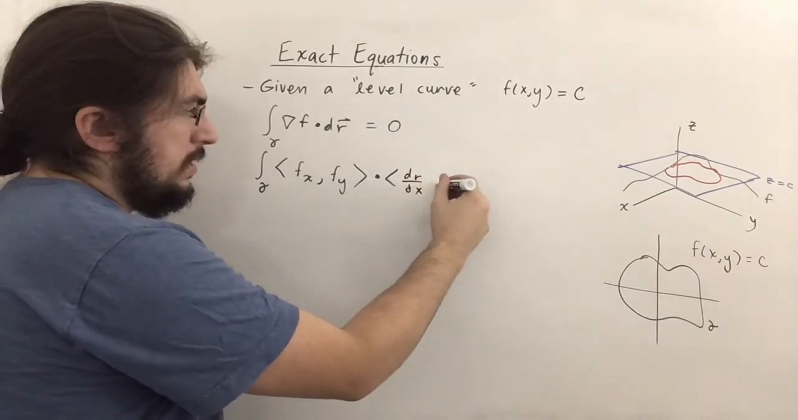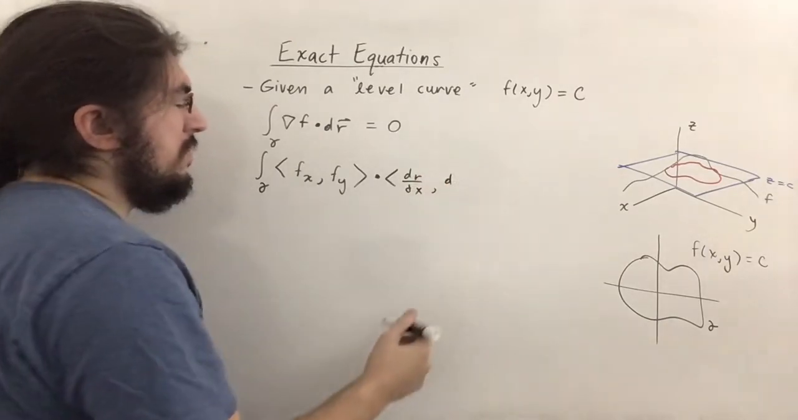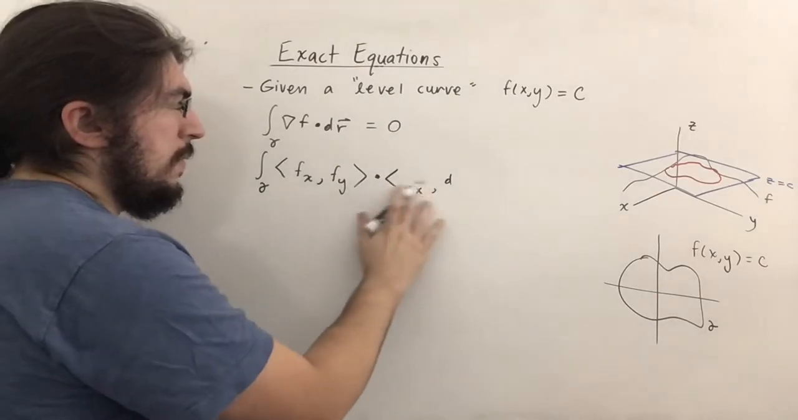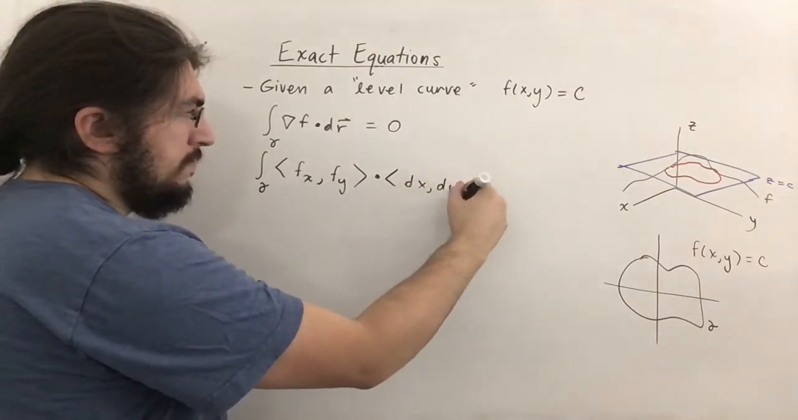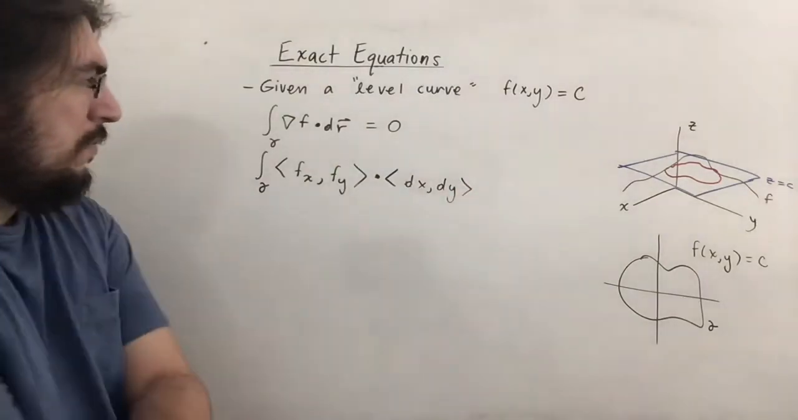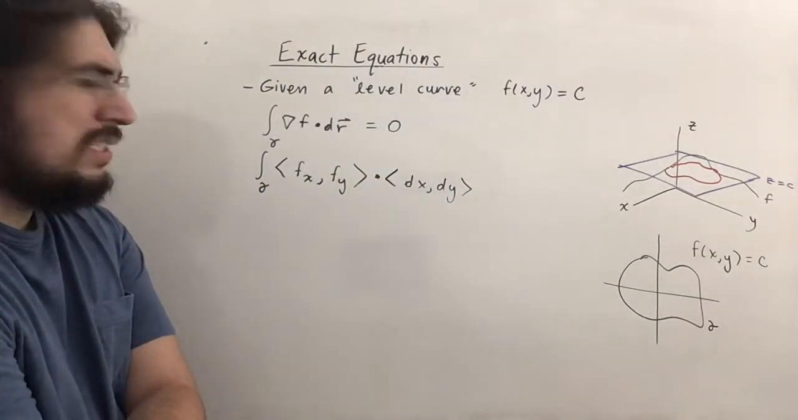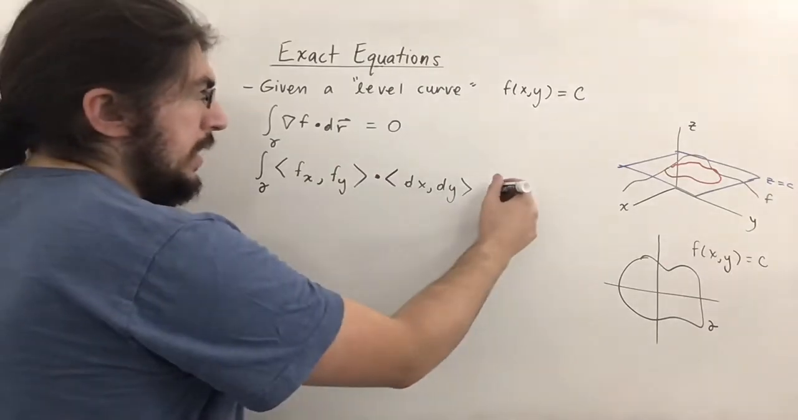dr sub x, comma dr sub y. Well, maybe that's not the best way of putting it. Maybe we can write it like this, dx comma dy. I guess that works a little better. I still don't like that too much, but that's not too bad actually.